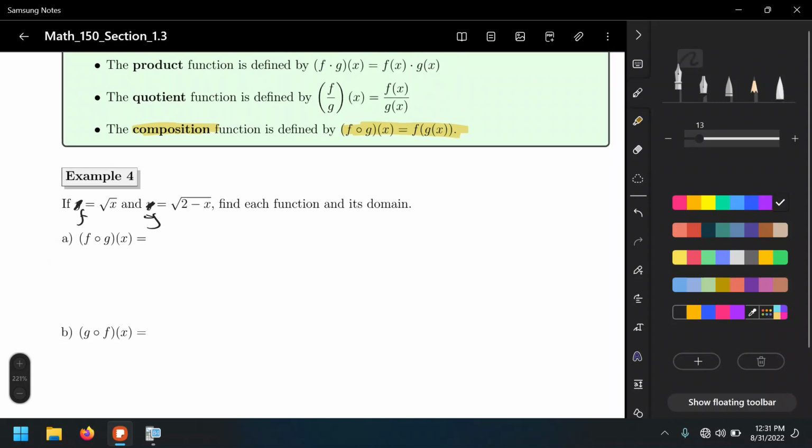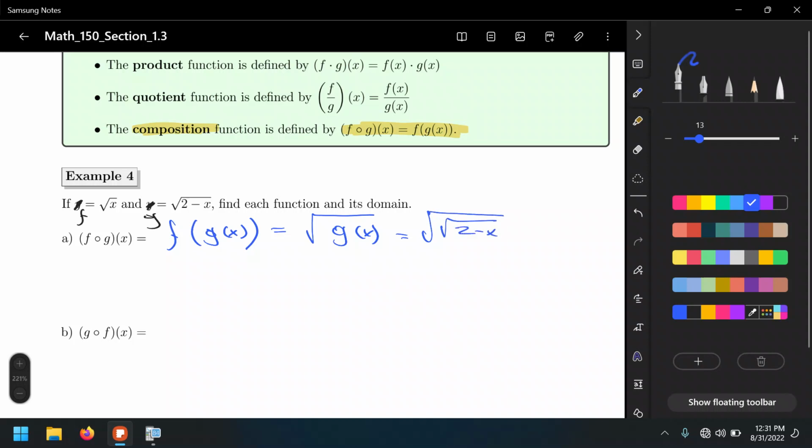In this case, you'll see what we are going to get. So f, this little circle right here, we read it f composite g. That's f evaluated at g of x. Now, in this case, which one is the function f? Square root of x. That means this is the square root of g of x. All right. And finally, what's g of x? g is the square root of 2 minus x. Square root of 2 minus x.